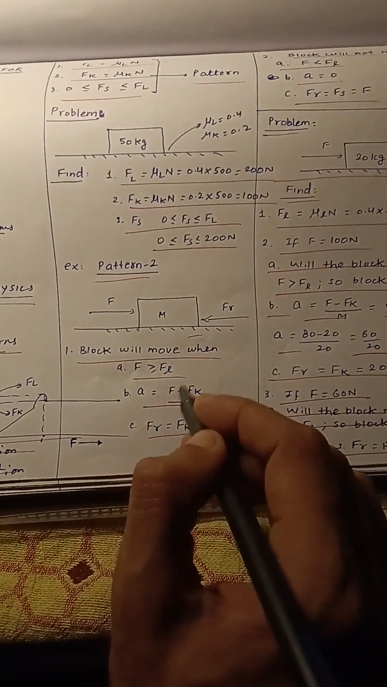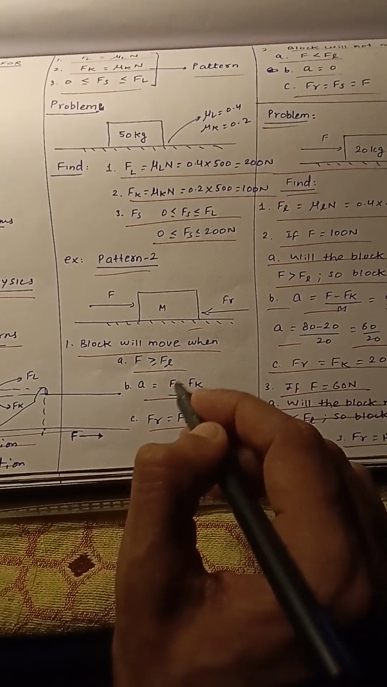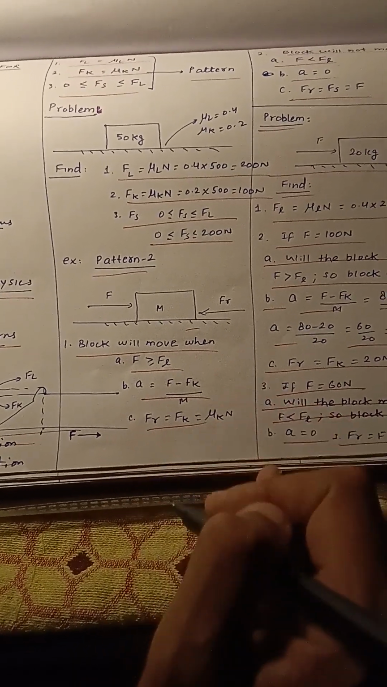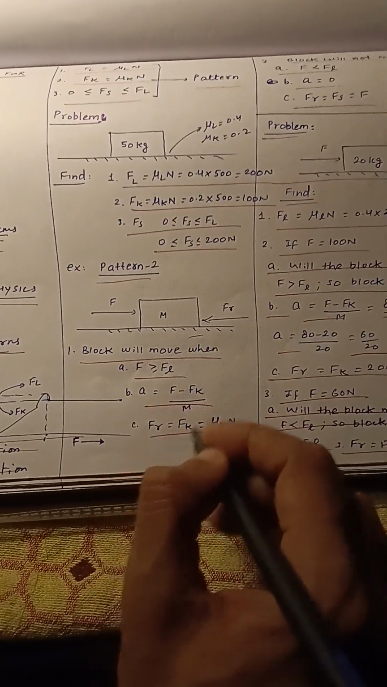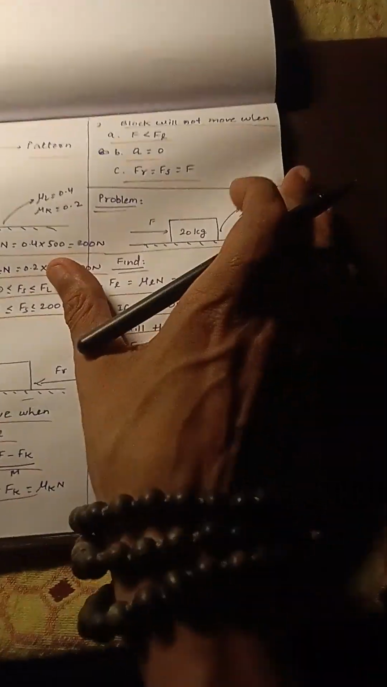So for acceleration, we can find that when the block starts moving, friction will reduce to kinetic. So the acceleration will be (F minus F kinetic) by M, and friction here will be kinetic, which is mu k into N. So this is the pattern for solving this particular question.